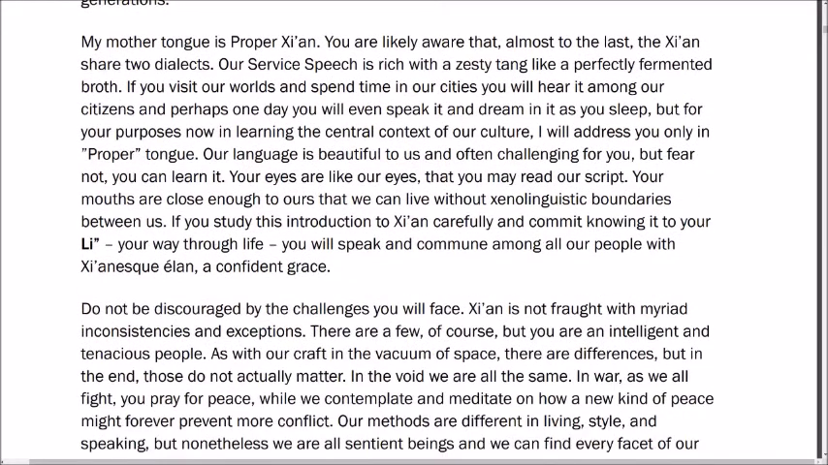My mother tongue is proper Xi'an. You are likely aware that, almost to the last, the Xi'an share two dialects. Our service speech is rich with a zesty tang like a perfectly fermented broth. If you visit our worlds and spend time in our cities, you will hear it among our citizens, and perhaps one day you will even speak it and dream in it as you sleep.